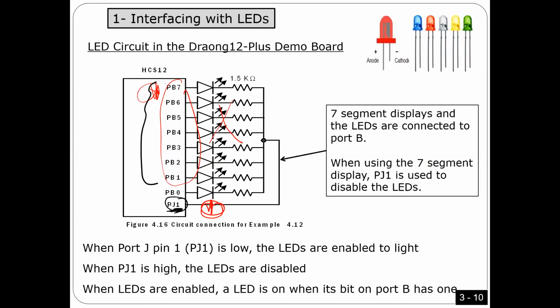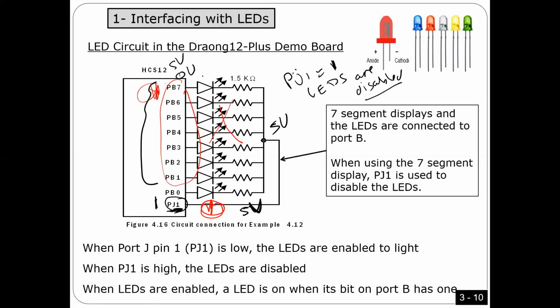What does it mean if PG1 equals 1? If I put 1 here, that means I'm putting 5 volt. It means the LEDs are not working. You disable the LEDs. Because as I told you last time, if you put 5 volt here, no matter what you put here, 0 volt or 5 volt, all the LEDs are going to be off. So they are not working.